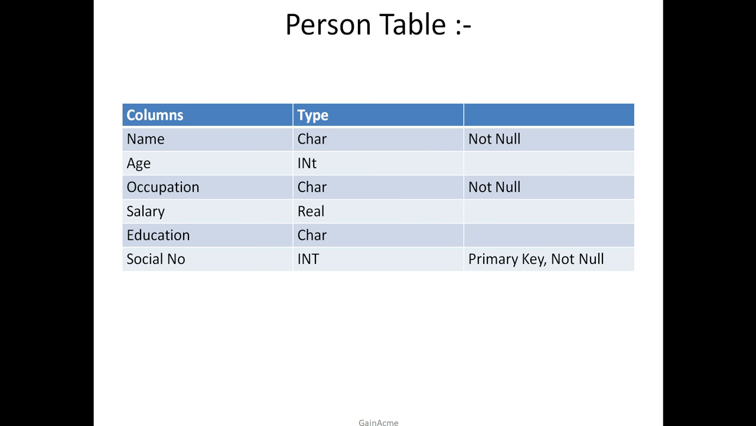The other table will be the person table, and the columns of the person table are these: name, age, occupation, salary, education, and social number. And these are the types of each column. The primary key of this table is also social number, and these are the constraints for this table. So let's implement these tables.